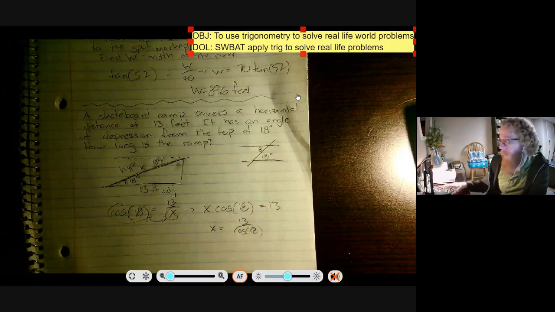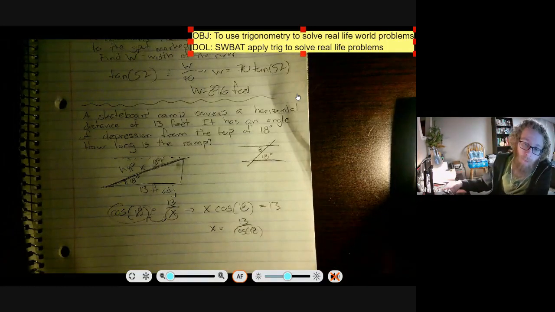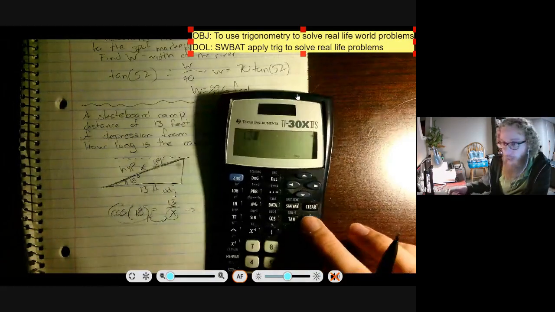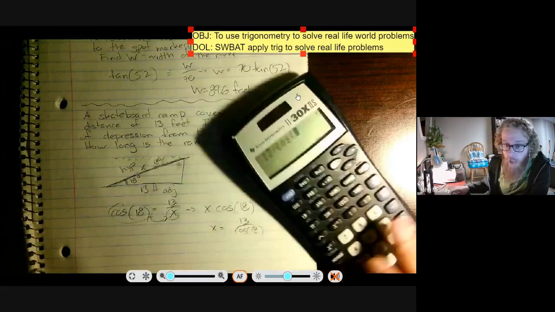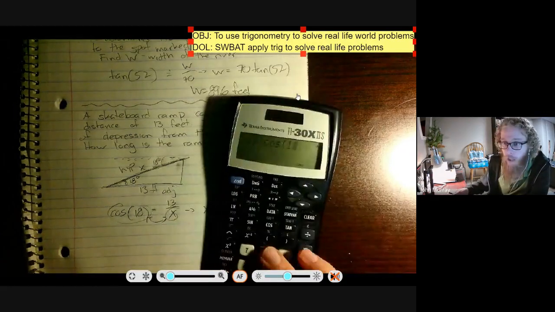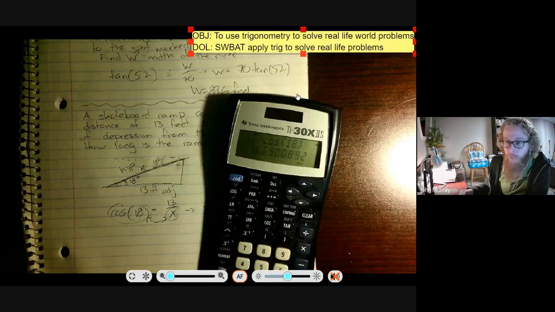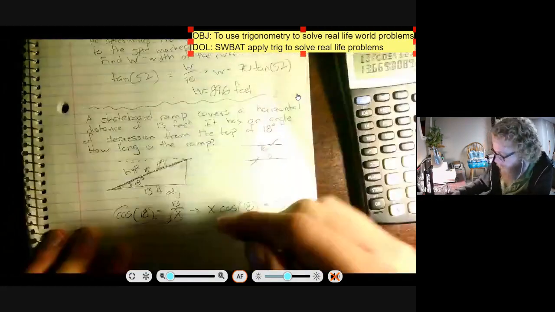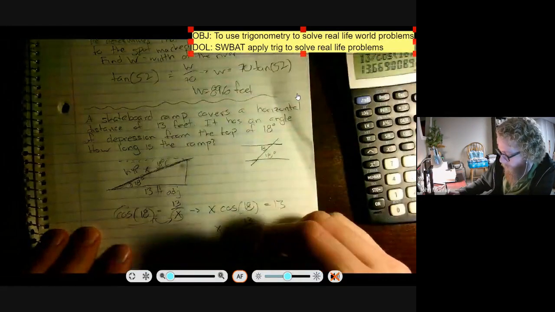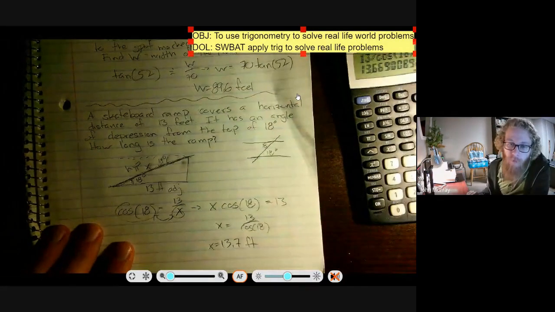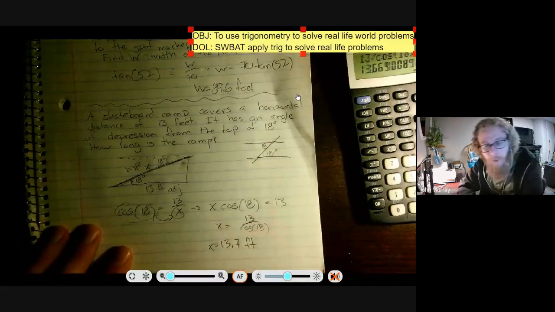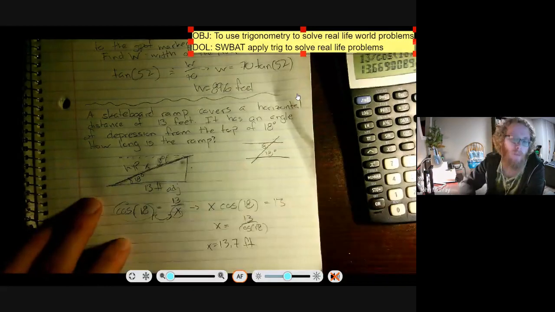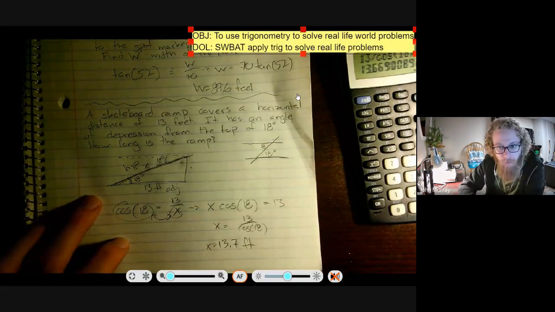Now here, just be careful when you're plugging it in. Obviously, with a calculator, you can type it as it is, 13 divided by the cosine of 18. And so we get 13.7 feet. Going across there, it's not much longer than this, which means that this is probably going to be pretty small, but they didn't ask us for that, so I don't care.